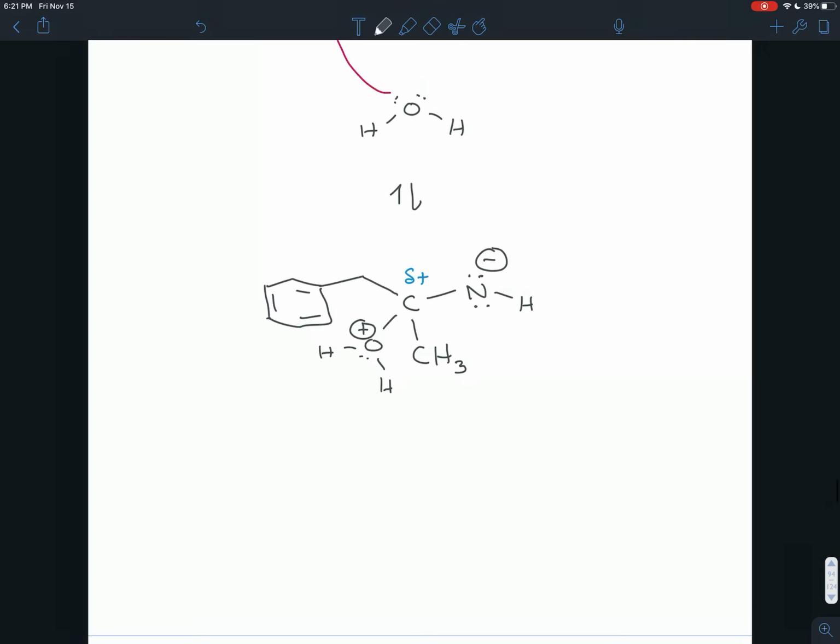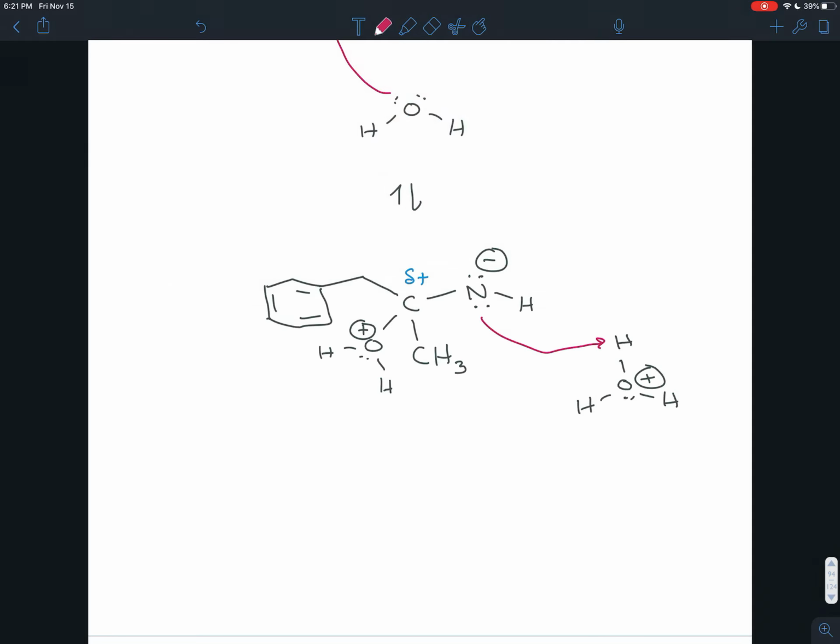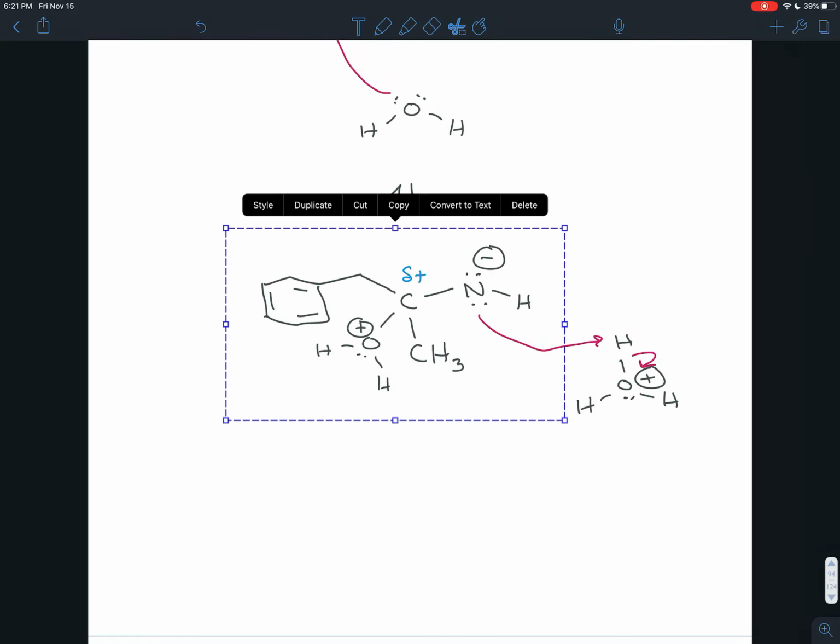We can do a couple proton transfers to stabilize these charges. So for example, we could use a hydronium. Remember, this is the step that we're on. We have that hydronium wash. So we could use a hydronium to do a proton transfer here, stabilize that.